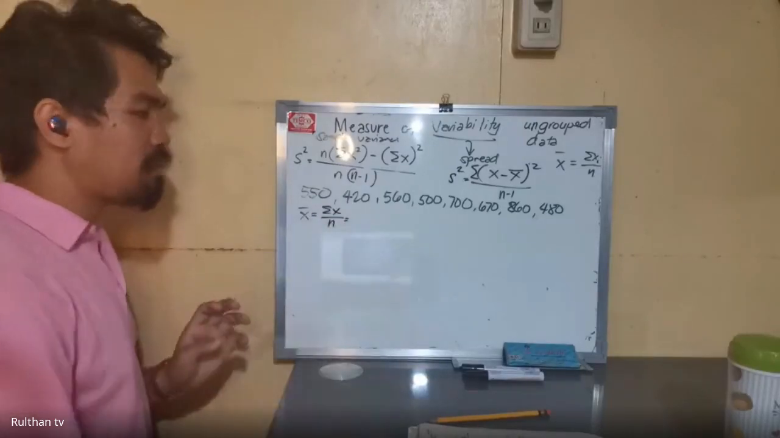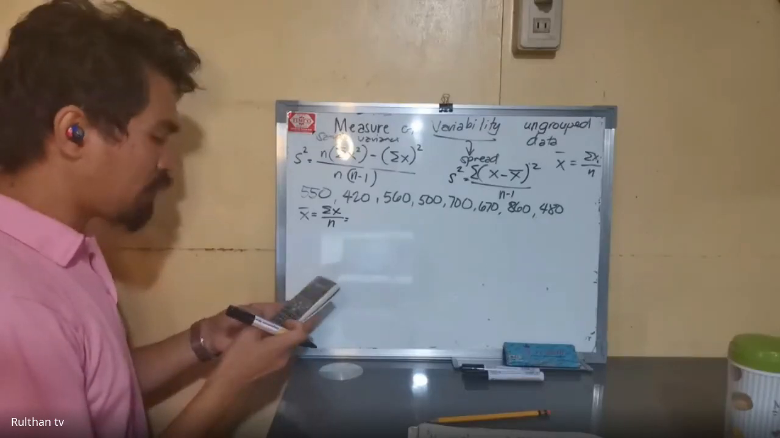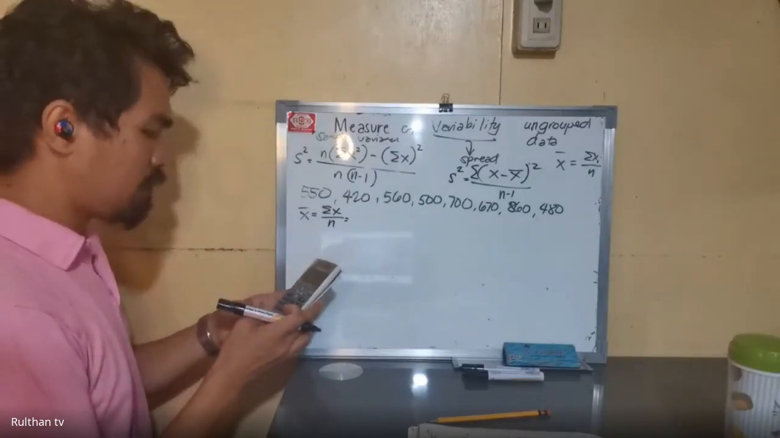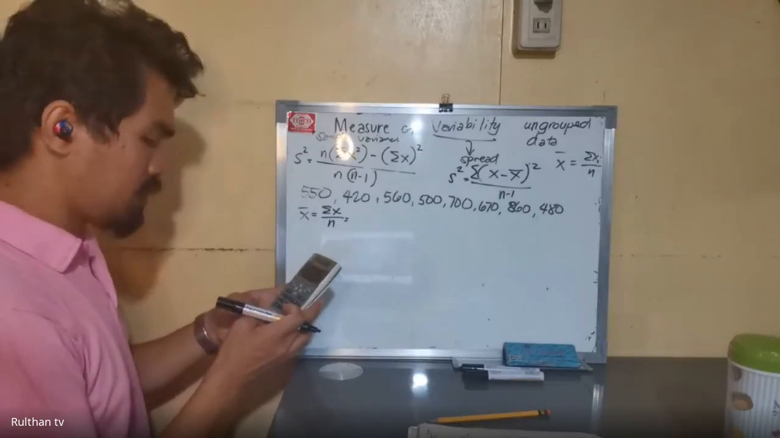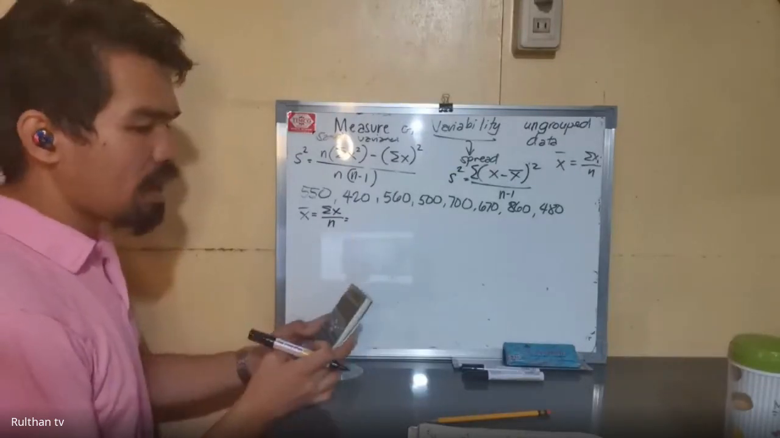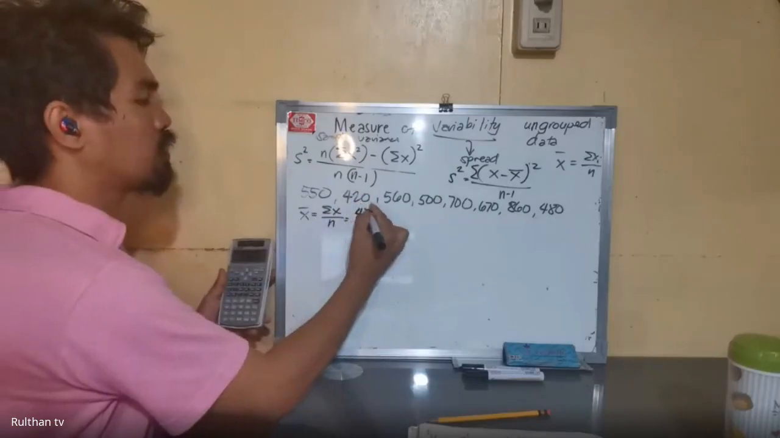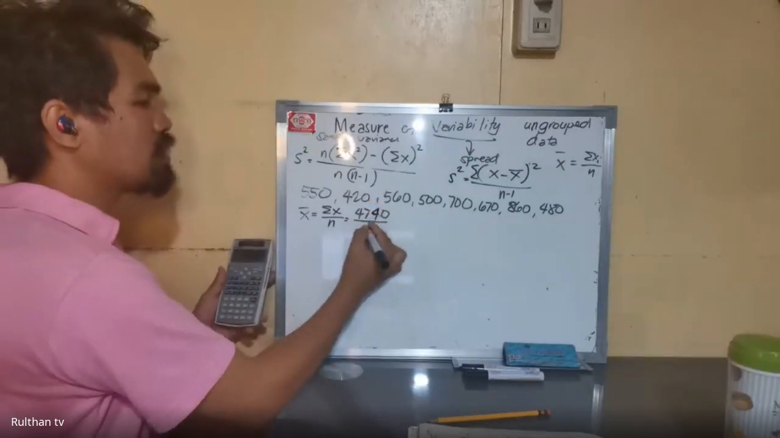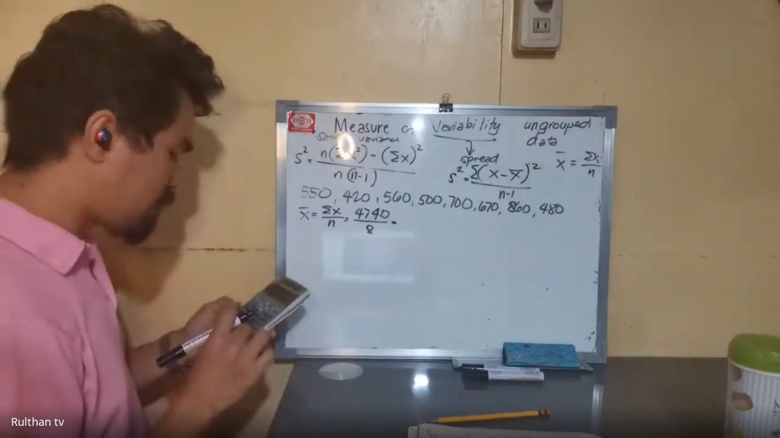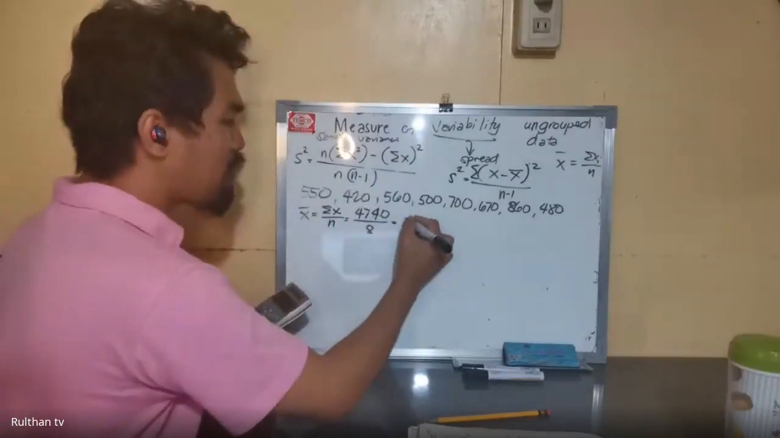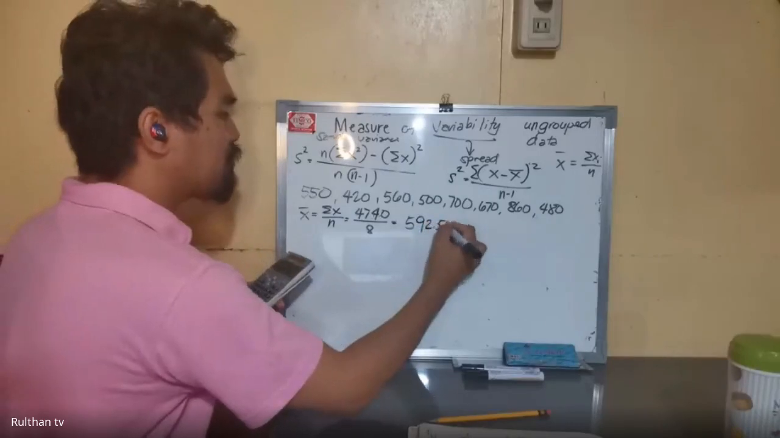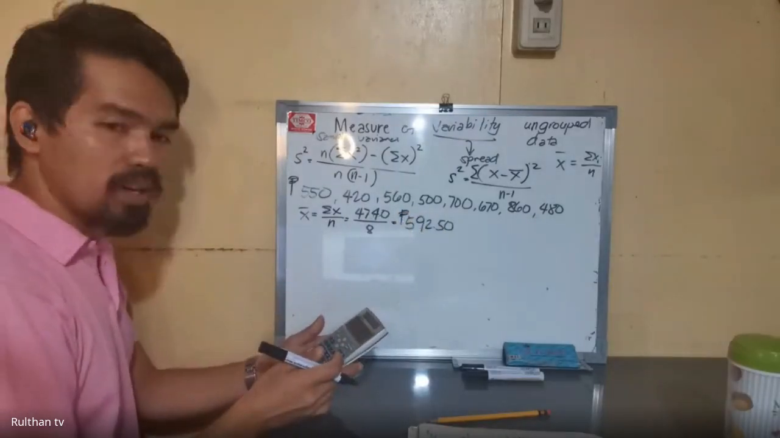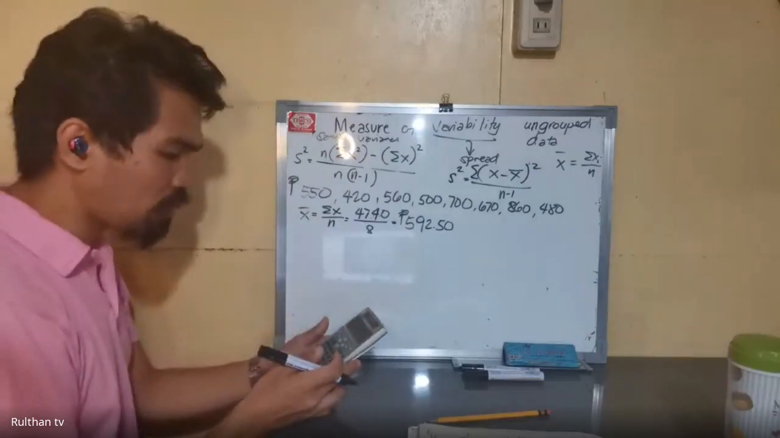You can follow me using your calculator. 550 plus 420 plus 560 plus 500 plus 700 plus 670 plus 860 plus 480. So we have 4,740. Divided by 8, because there are 8 employees. So roughly we have 592.50. If this is in pesos, this is the average daily rate of the 8 employees of GMS Incorporated. So we now have 592.50.